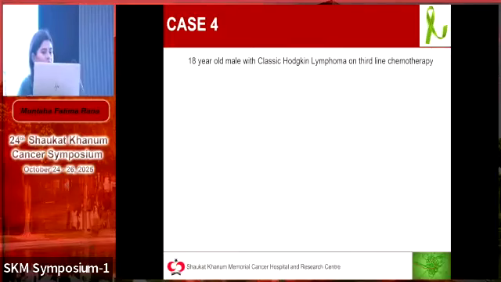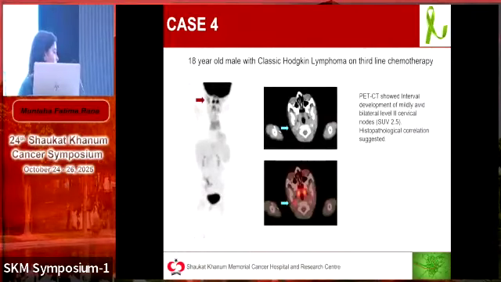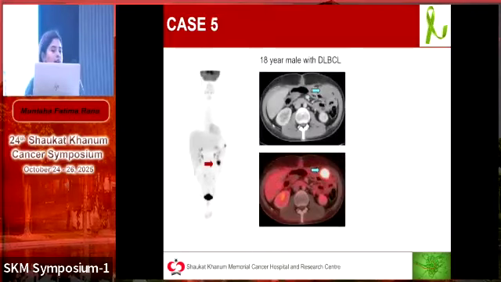Another patient with classic Hodgkin lymphoma on third-line chemotherapy, suspected relapse. This patient had multiple bilateral cervical nodes. We suggested in the PET report to go for a biopsy because they were mildly avid, and the biopsy came out to be reactive. Another patient initially diagnosed with diffuse large B-cell lymphoma, and follow-up PET-CT scan showed interval development of left omental nodules, and we suggested a histopathology correlation, and that turned out to be Burkitt lymphoma, and this patient showed tumor transformation.